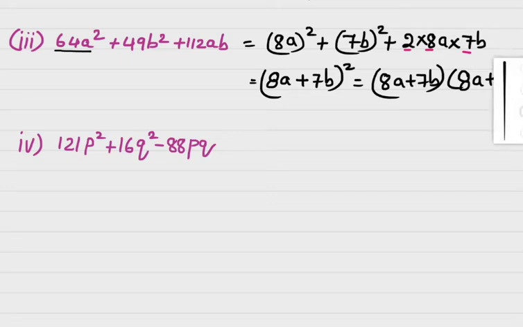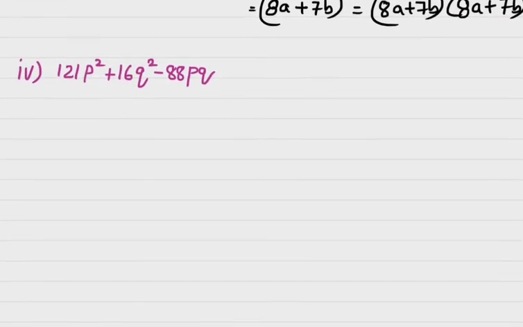Now let's see the next question. See, what is your next question? Your next question is 121p square plus 16q square minus 88pq. Here we have one negative term, two positive terms. So it can be of the form a square plus b square minus 2ab. Let us see. If we consider, see, 121p square means 11p whole square. So a square we have got, plus 16q square means it can be 4q whole square, isn't it? 16, it is the square of 4.